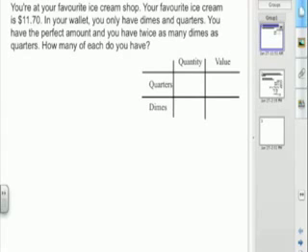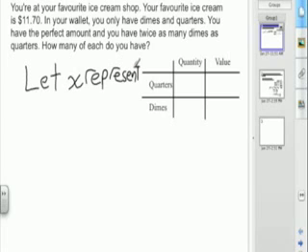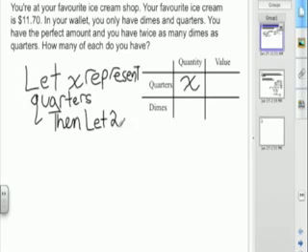First, you have to make a quantity and value table, which is shown right here. Then, you must make your let and then statement. The let and then statement will tell you what x will represent. So, let x represent quarters. Now let's fill in our chart. Now we'll make the then statement. Then, let 2x represent the number of dimes.